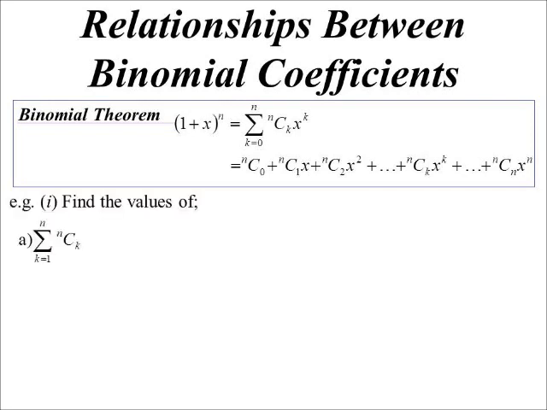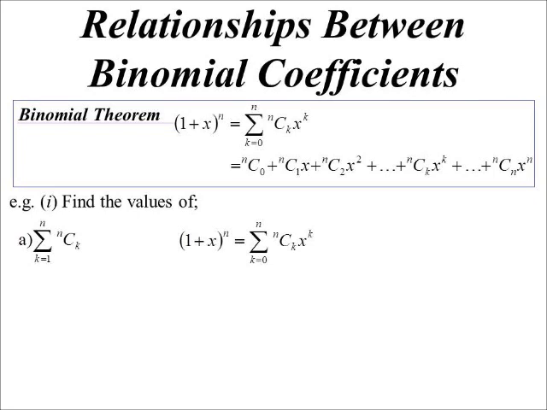If we were to find the value of this expression here, the sum from k equals 1 to n of nCk. So in other words, nC1 plus nC2 plus nC3 all the way up to nCn. I say all of these things start with the binomial theorem. So I write it down, and then I have a look at what I've got and what I've got to get.